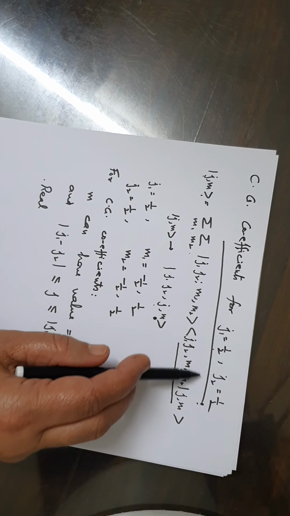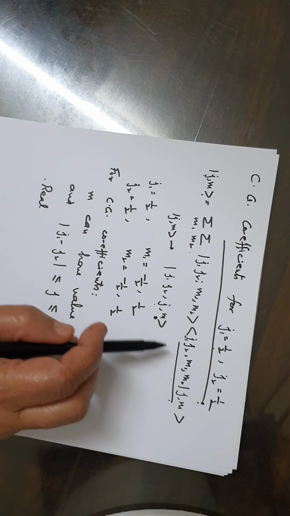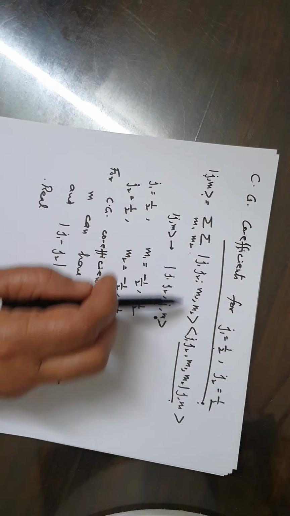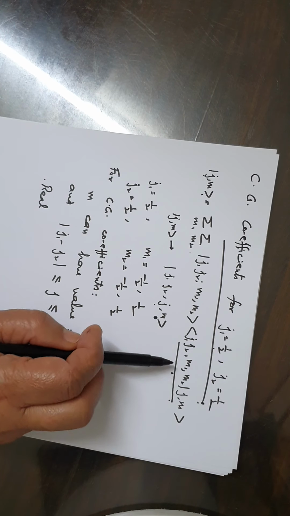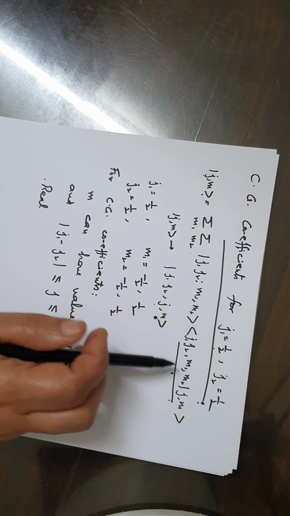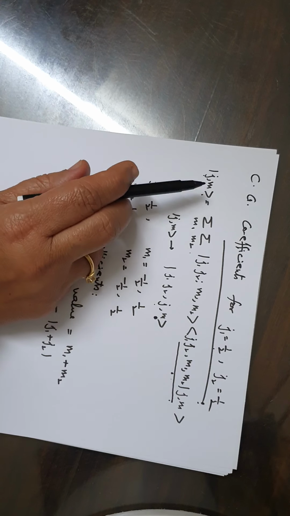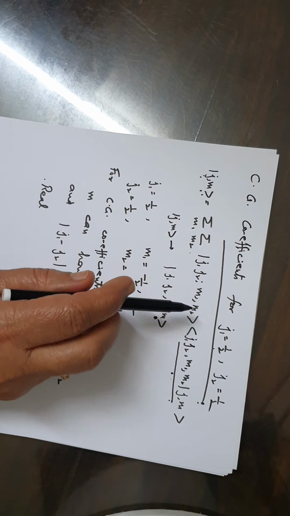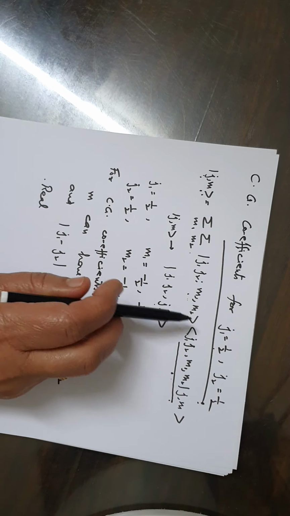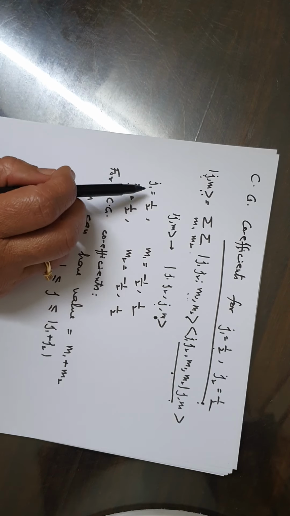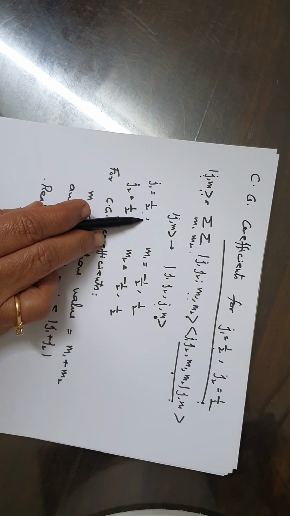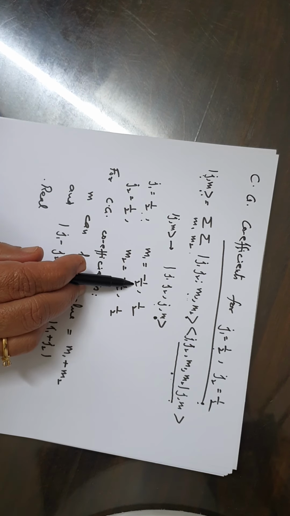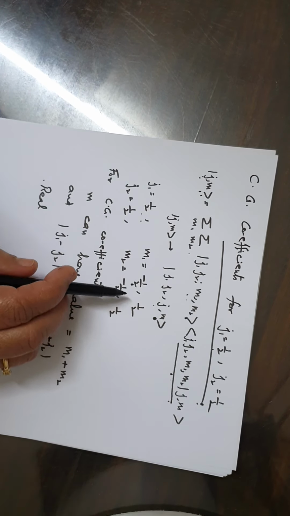In this expression, these coefficients are called CG expansion coefficients. By looking at this expression, we can say that these are the expansion coefficients when we relate the state JM with the state M1, M2. Given J1 is 1/2, M1 can have value 1/2 and minus 1/2.